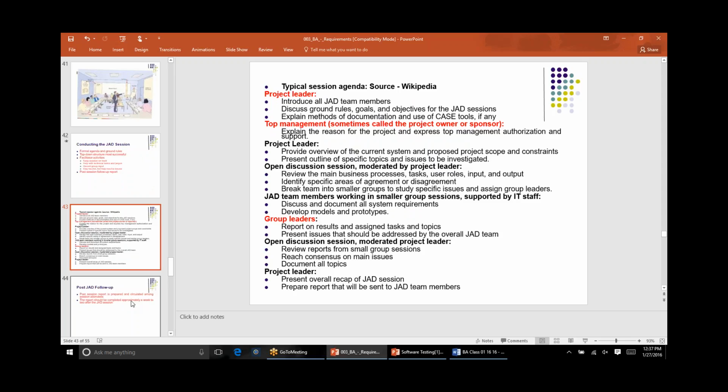These are some of the common terms which we use in our day-to-day life.